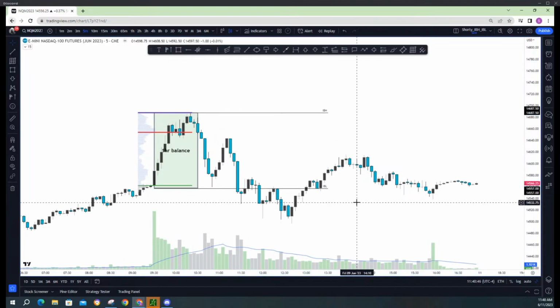Is there a relationship between initial balance and prior day value areas? Anyone? Trick question.